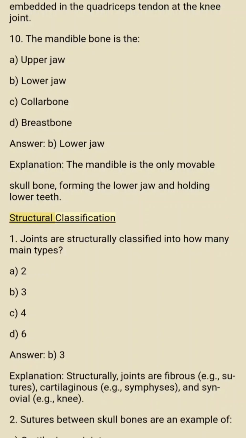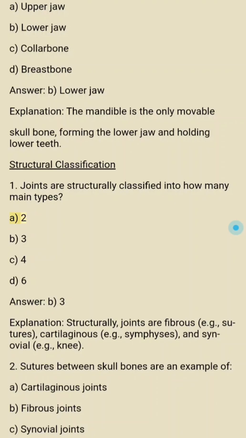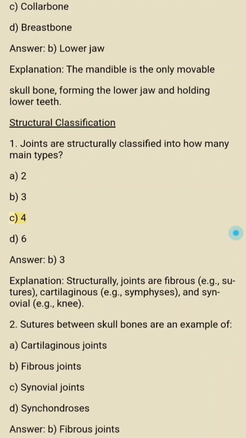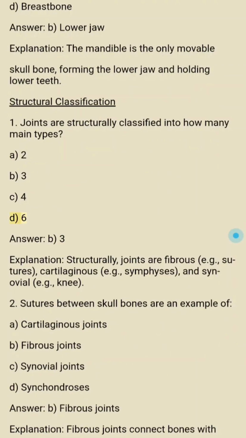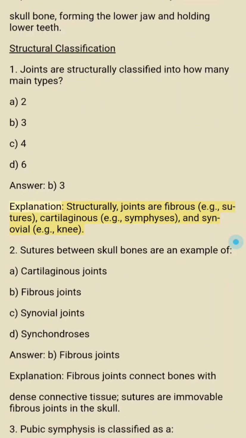Structural classification. 1. Joints are structurally classified into how many main types? A. 2. B. 3. C. 4. D. 6. Answer. B. 3. Explanation. Structurally, joints are fibrous, e.g., sutures, cartilaginous, e.g., symphysis, and synovial, e.g., knee.